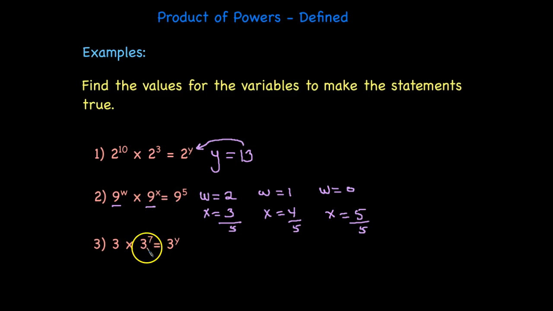What about this last one? Well, 3 doesn't have an exponent, or does it? If we don't see an exponent here, it's understood to be 1. 3 to the 1 power is simply 3. That means we have 1 3. Well, now we can add these together. 1 and 7. In this case, y has to be 8. And that concludes our lesson today on product of powers.